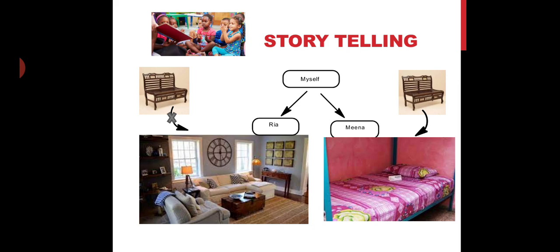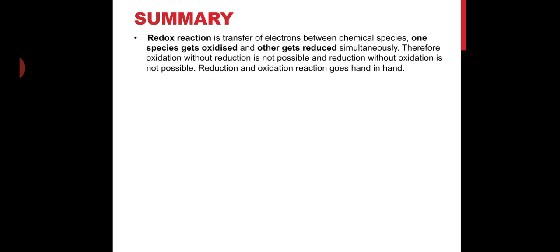Here we come to the end of lecture 8. In summary, redox reaction is transfer of electrons between chemical species. One species gets oxidized and the other gets reduced simultaneously. Therefore, oxidation without reduction is not possible, and reduction without oxidation is also not possible. Reduction and oxidation therefore go hand in hand.